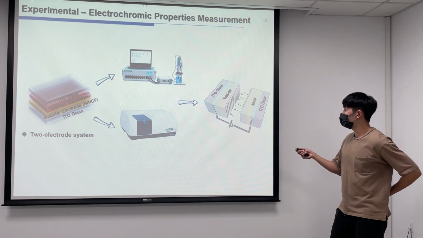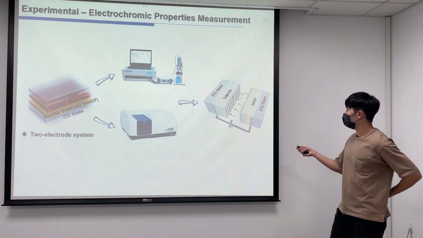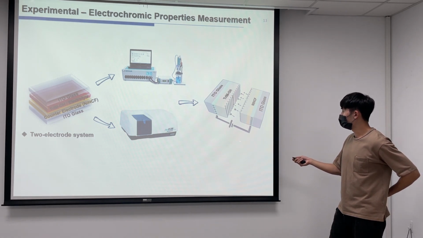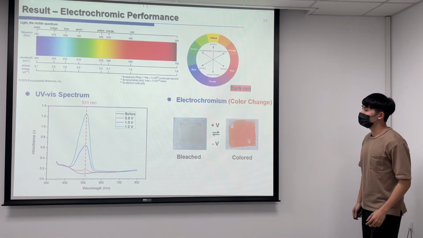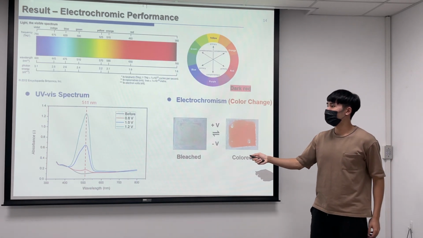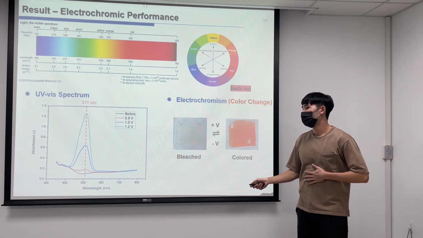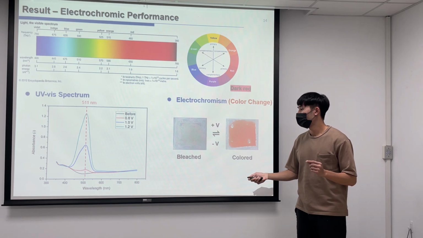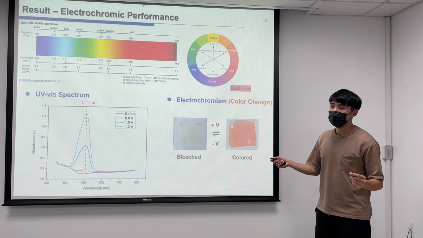So as the positive side, we use potential here. This is the negative side of the voltage here, and the current flows in this way. We'll see how they change colors. The result shows that under the visible light absorption spectrum, we see the highest absorption comes at 511. What does it mean?